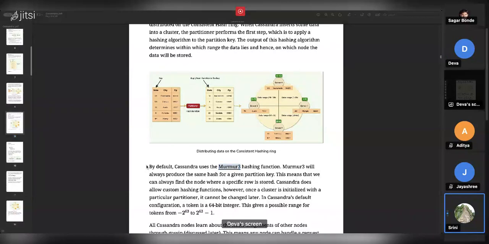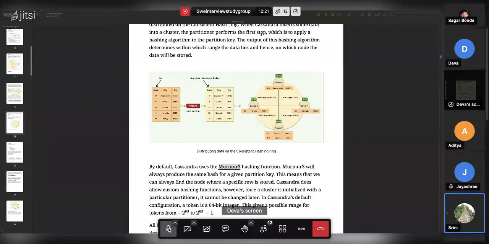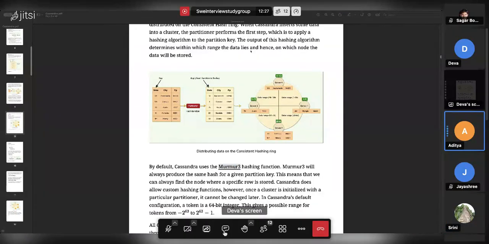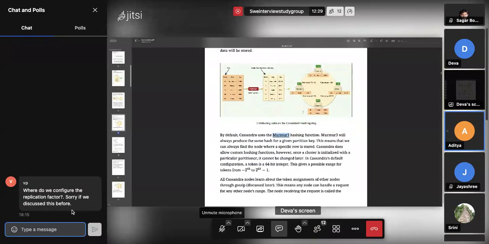Sagar, can you take this question? Sure, we'll post in the group. Somebody will answer and we'll connect. I think since it's leaderless, it could be the coordinator key, I feel.